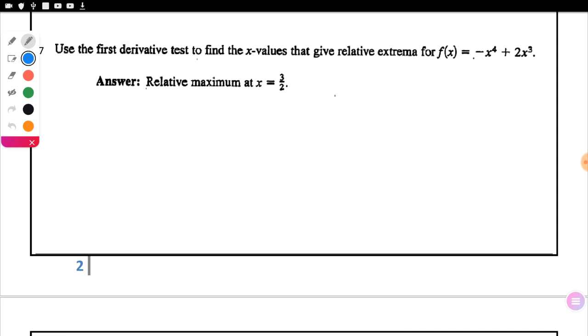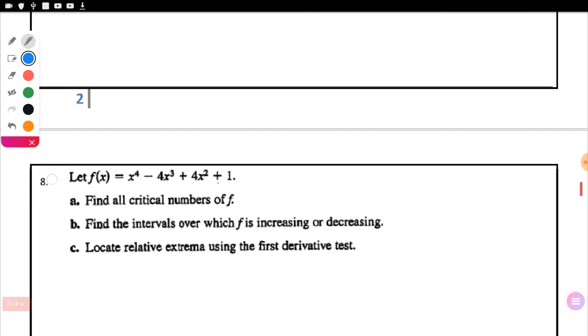To find the relative extrema for a function on an open interval, I use the first derivative test. Okay, now look with me at question number 7. I solved it. I think it is repeated. That is why I will not solve it again.